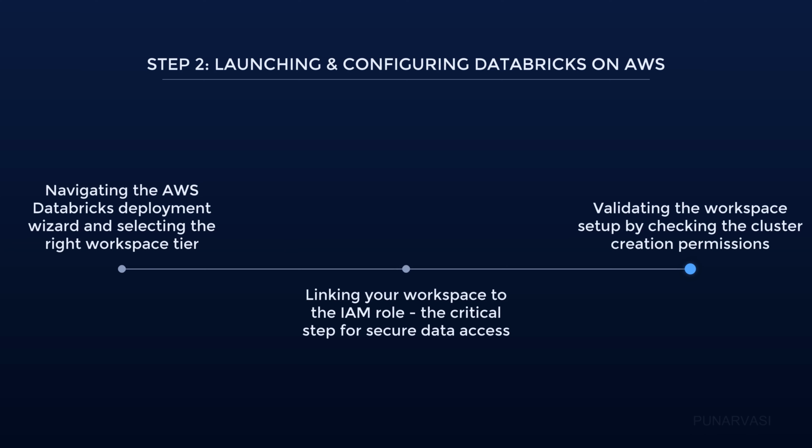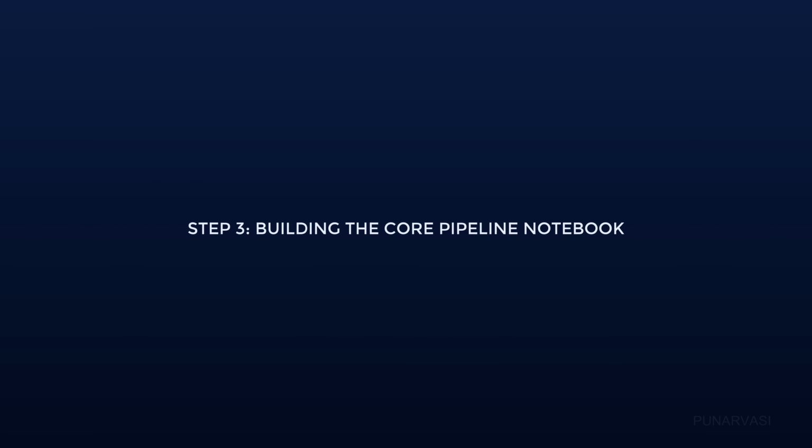With the engine wired, you must now verify your ignition key turns. We are going to prove the spark exists by creating a test cluster. This simple action confirms you hold the master controls, ensuring you can command the full power of Databricks before we pour in the data fuel. Skip this, and you are flying blind. Your data pipeline is a lie. Mine isn't. Let me prove it.